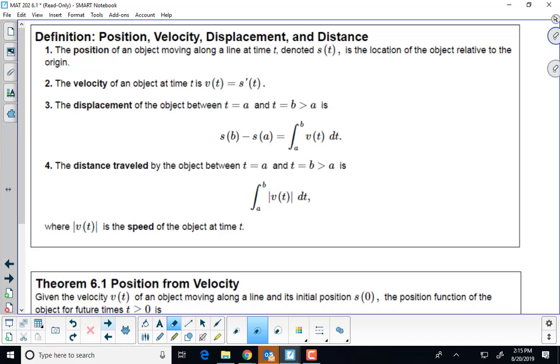Again, displacement, we integrate the velocity, and we know that velocity is the derivative of position, so the integral of velocity is position. The fundamental theorem says we evaluate s at the upper limit and subtract s evaluated at the lower limit. And distance traveled, integrate speed. So that'll be the distance traveled.